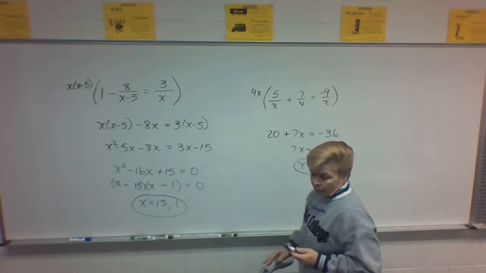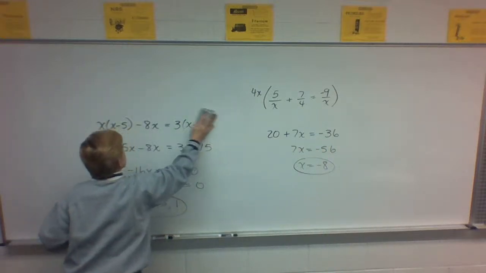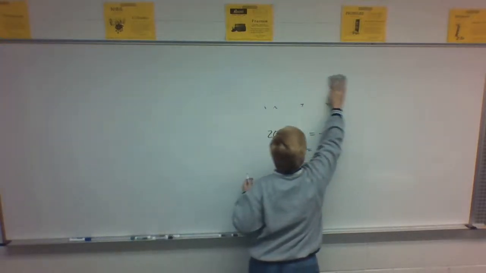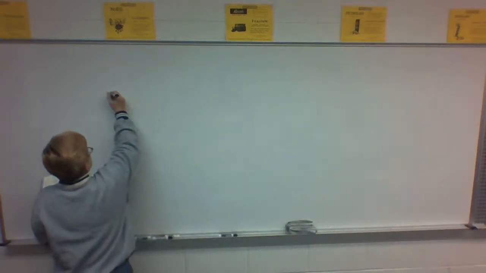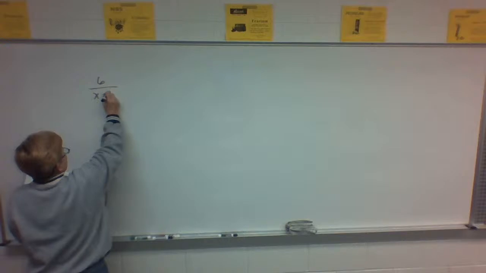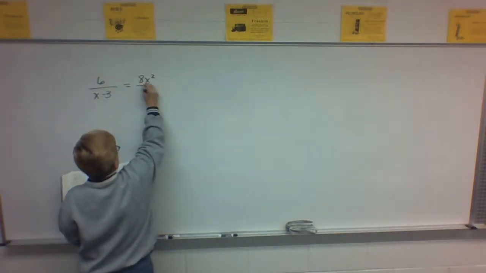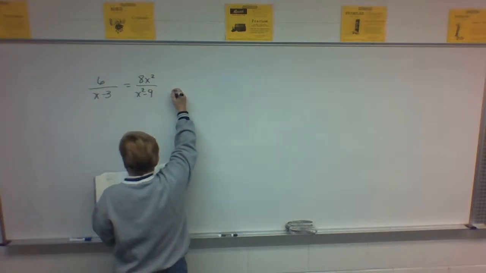All right, so now I'm going to erase both of these, and we're going to apply that same strategy to the next one. That's example 4. I have 6 over x minus 3 equals 8x squared. Ooh, it's getting worse on the denominators now. I got more stuff in there. Still the same strategy. And minus 4x over x plus 3.